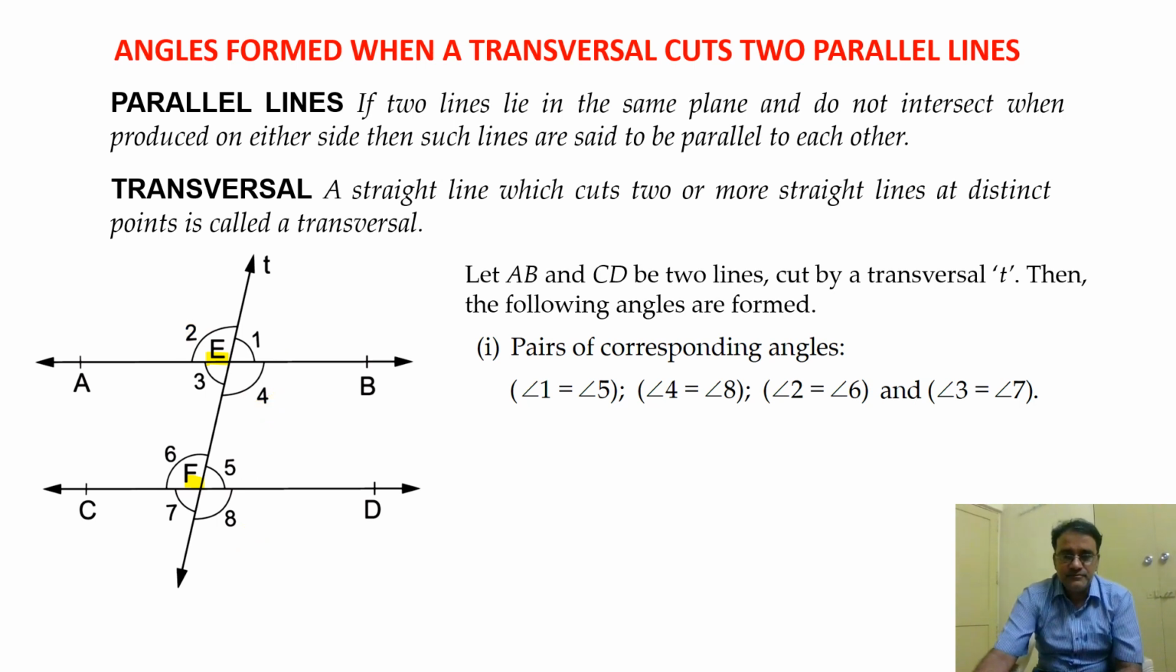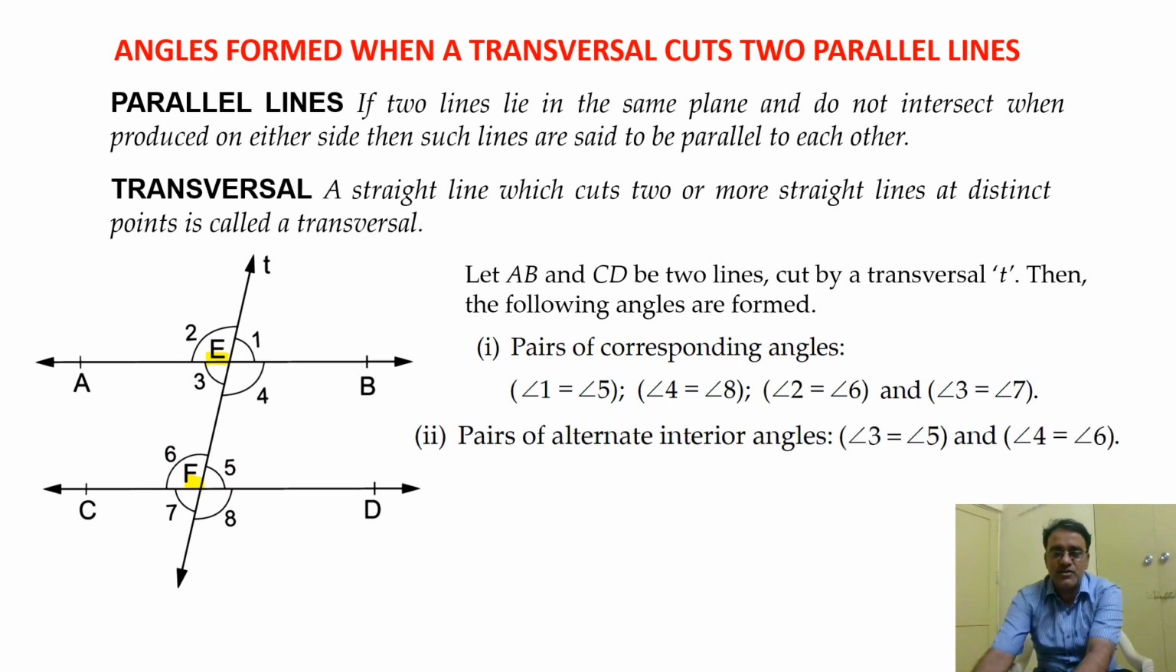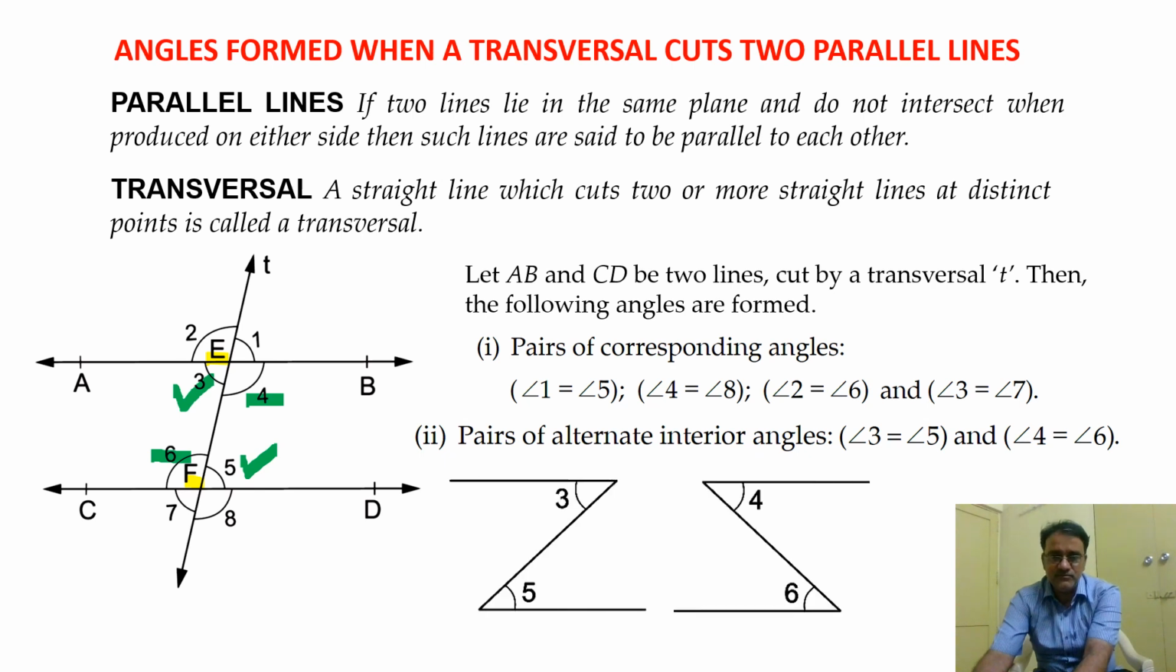Okay, now the next one is pairs of alternate interior angles. Here there are two pairs. One is angle 3 and angle 5. The other pair is angle 4 and angle 6, and these are equal to each other. So we can write angle 3 and 5, angle 4 and 6; these two pairs are alternate interior angles, right? So I think it is clear.